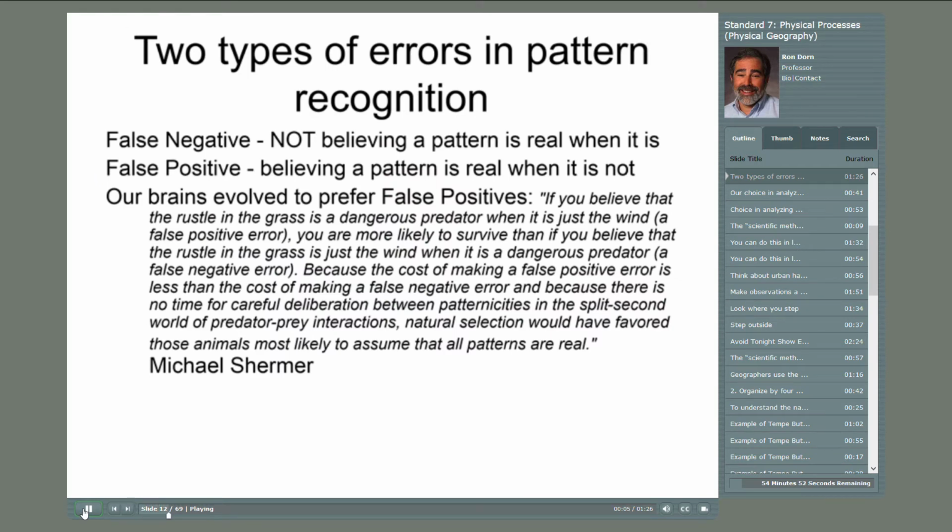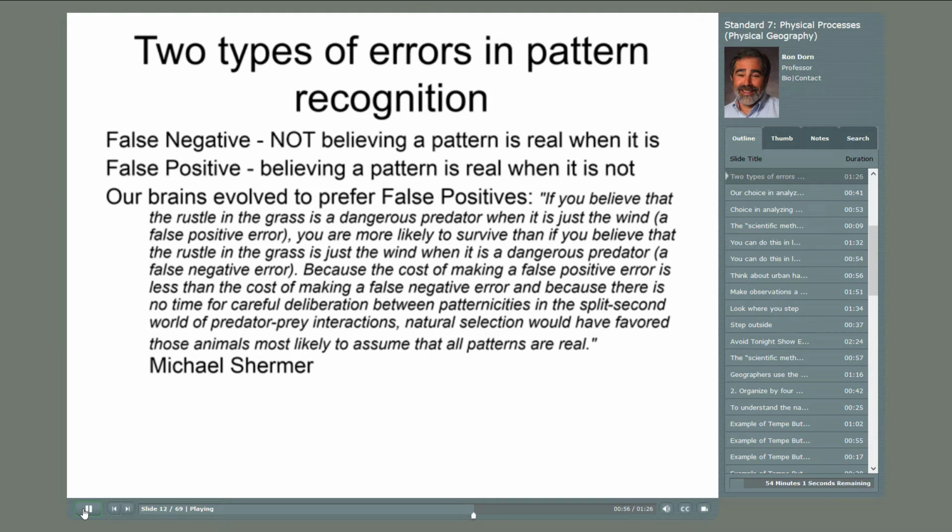Patterns mean that we recognize patterns either falsely or positively. A false negative is when you don't believe a pattern is real when it actually is real. A false positive is believing that a pattern is real when it's just meaningless noise. According to Michael Shermer, our brains evolved to prefer false positives. Michael Shermer wrote, "If you believe that the rustle in the grass is a dangerous predator when it's just the wind, that's a false positive error. You're more likely to survive than if you believe that the rustle in the grass is just the wind when it's actually a dangerous predator. That's a false negative error."